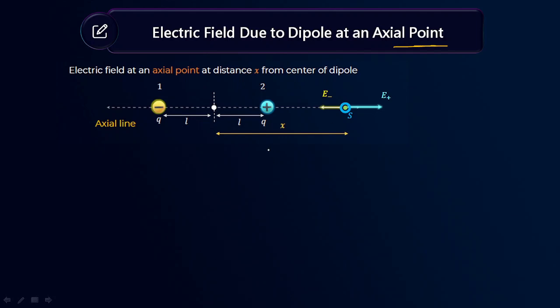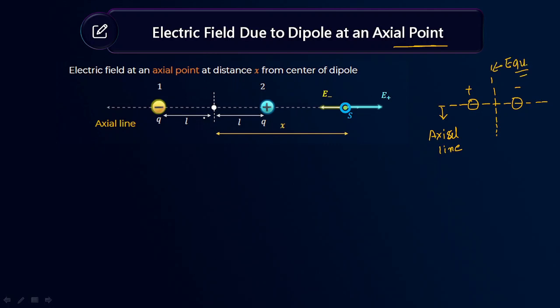At an axial point means the point, suppose these are two charge particles, this is plus charge, this is minus charge. The line which is joining the two charge particles will be a straight line like this. This line is called the axial line. And the line which is perpendicular to this joining line and passes through the midpoint of the dipole, means between the two charge particles, is called the equatorial line.